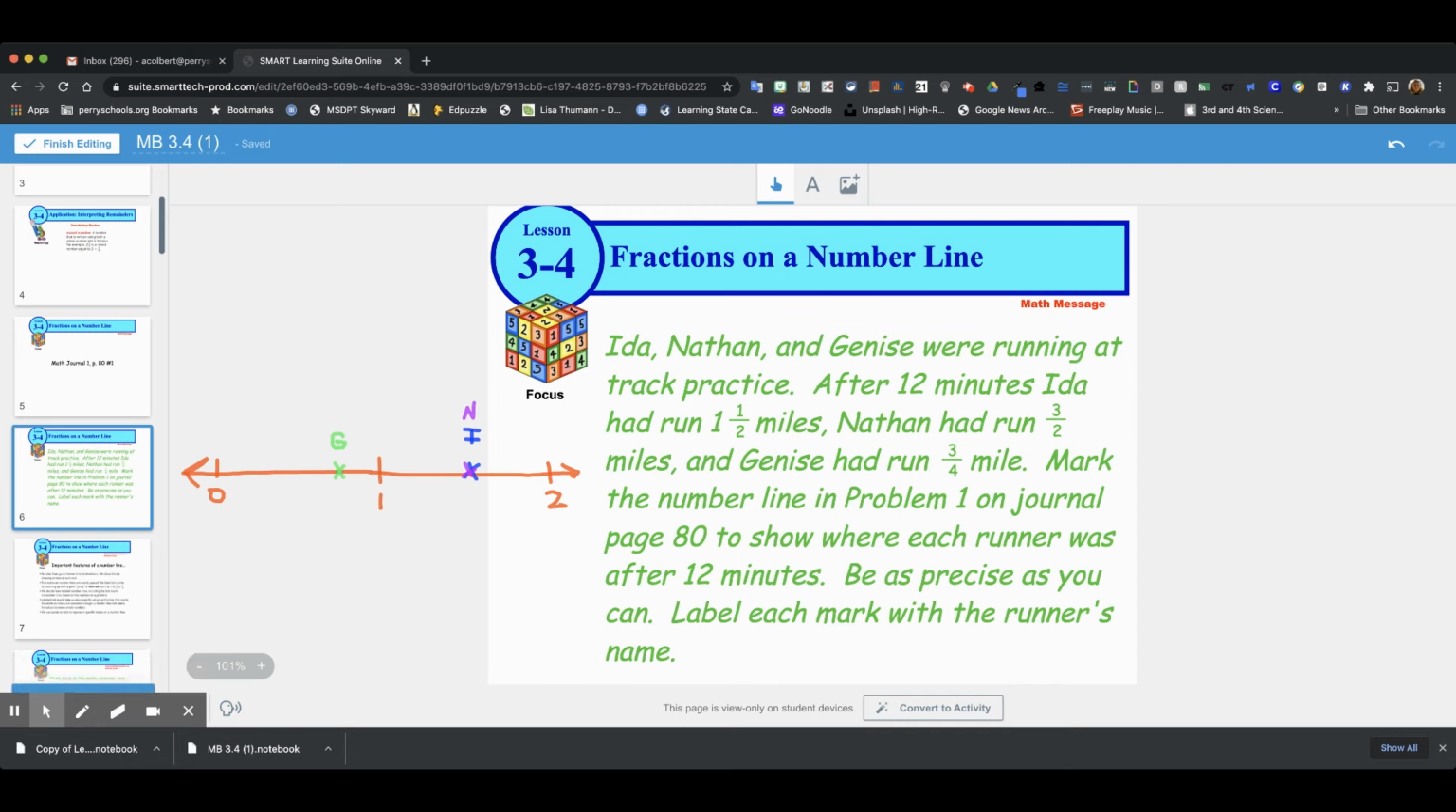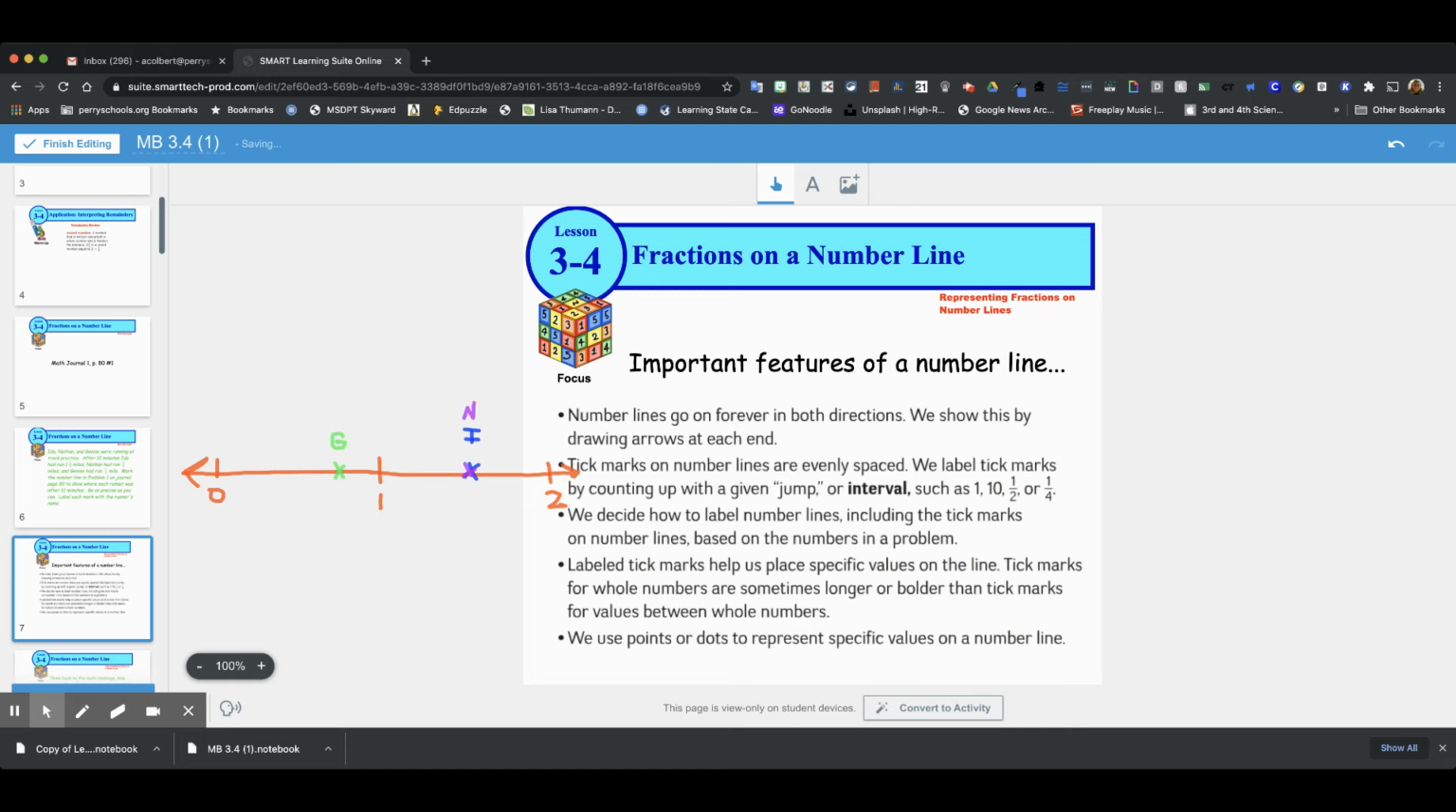So here I've created a number line, 0 through 2. And you can see I put some different X's here to represent. I labeled this blue one. It's halfway between 1 and 2, and I labeled it with an I for Ida. I also labeled a purple X with an N for Nathan, and then I labeled a G for Janice for her 3/4. I want you to notice that I put the I and the N at the exact same spot. I want you to think about that. Why would I put 1.5 and 3/2 in the same spot on a number line? So we'll come back to that in a minute.